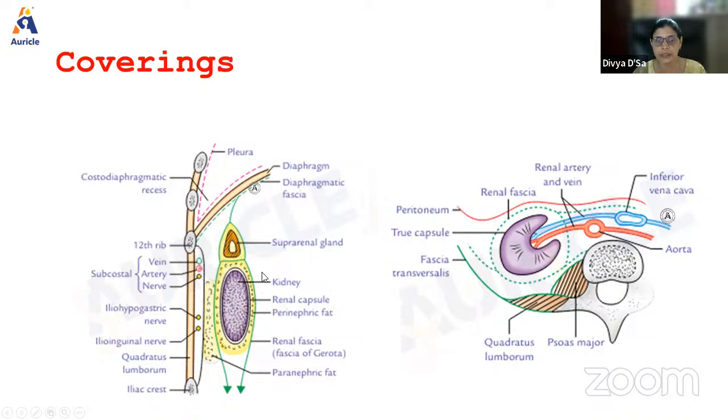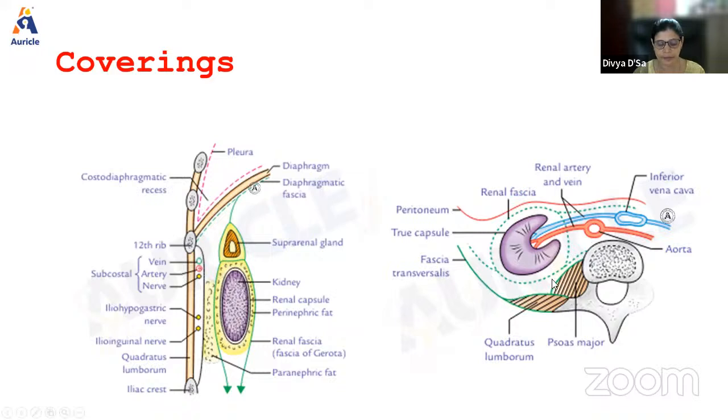So here, the tracing of the renal fascia is a little important. Laterally, when we trace the renal fascia, both layers are fused at the lateral border of the kidney and are continuous with the fascia transversalis. Medially, the anterior layer covers the front of the kidney and the renal vessels and is continuous with a similar layer of the opposite side, in front of the aorta and the inferior vena cava.